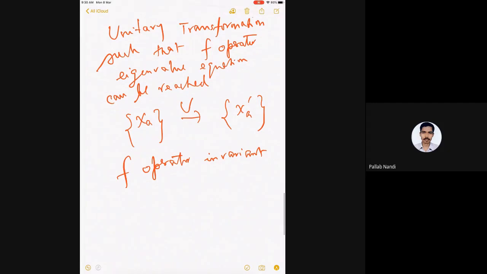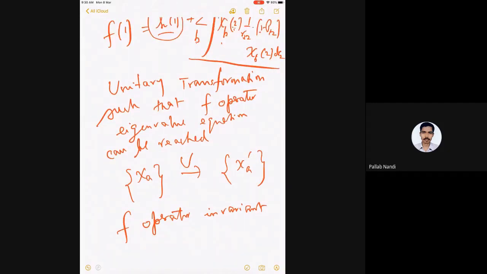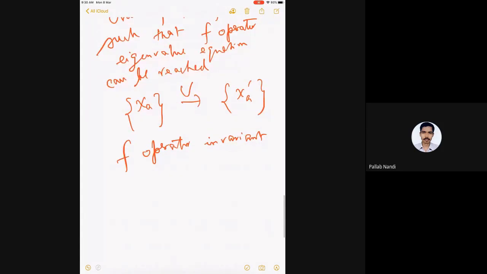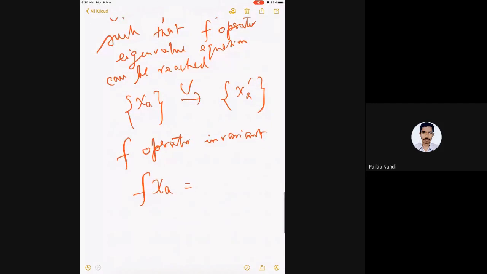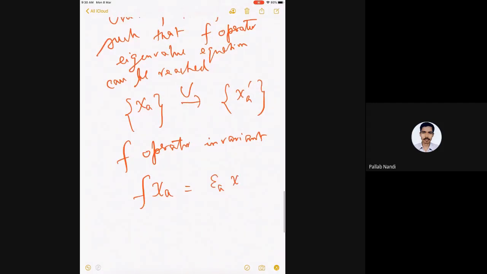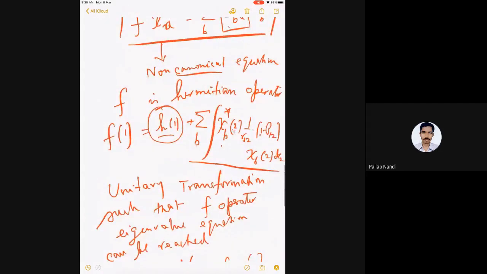So it now requires finding a suitable transformation such that this operator can be brought to an eigenvalue equation, or diagonal form, you can say. With that transformation, I can now write the equation as F chi a, and now basically it means that this epsilon matrix becomes diagonal. So this becomes epsilon a chi a.